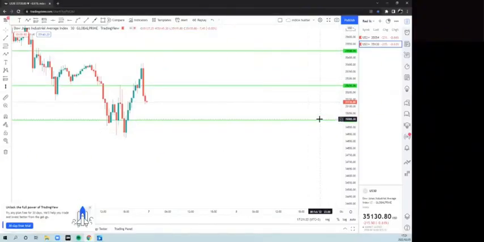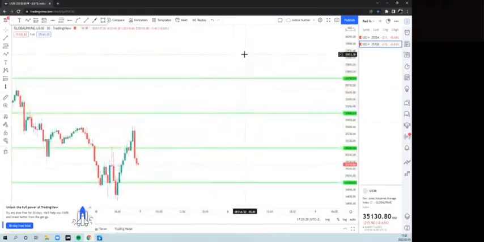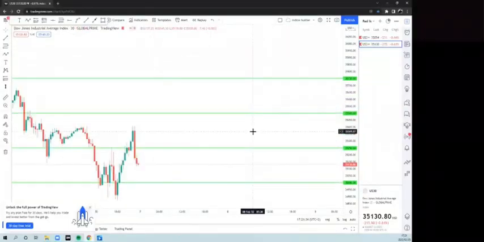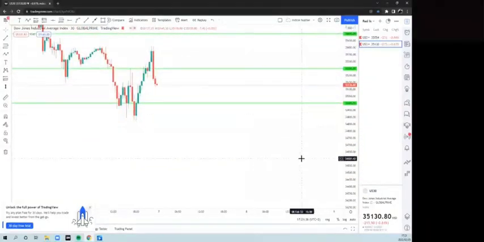So from 35,000, we're looking for another 250 points below price. For example, we already put our 5, 6, 7, 8, 9, 10 key level lines above where price is currently trading. Now we're doing below where price is currently trading.